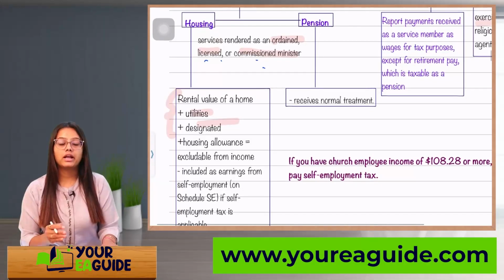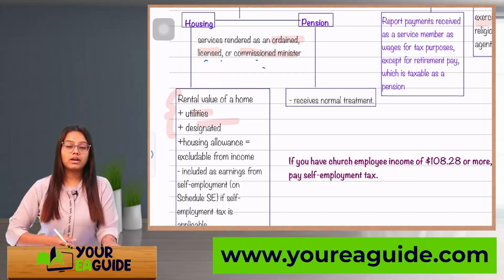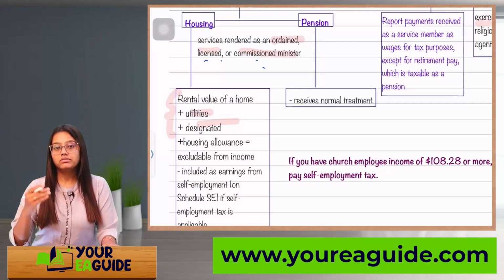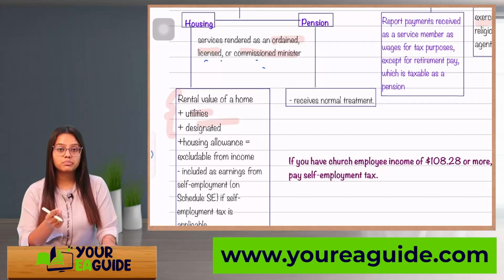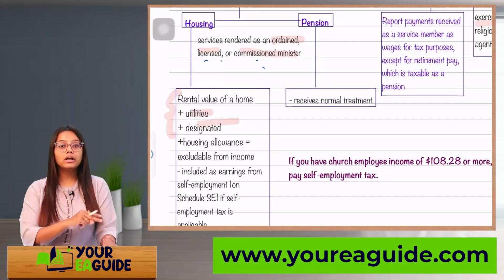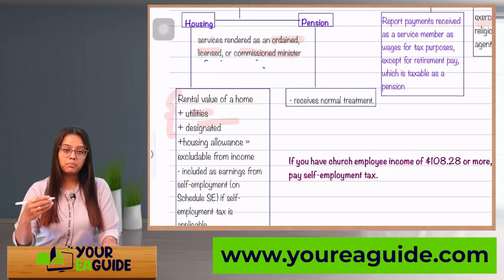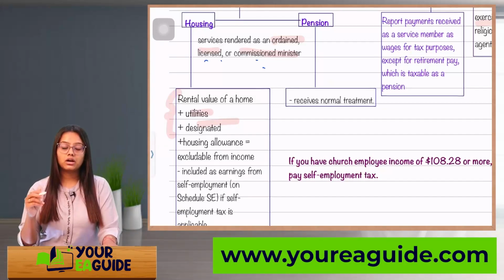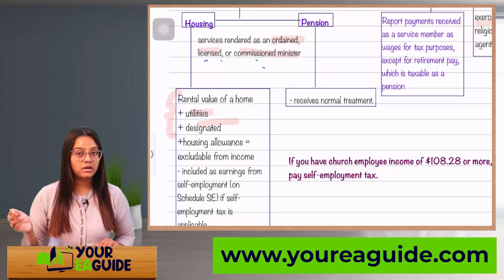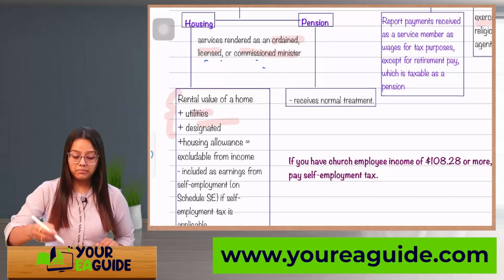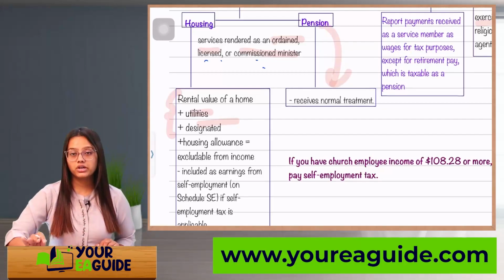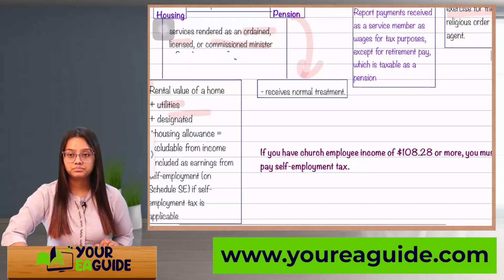If you fall under any of the categories, that is ordained or licensed or commissioned minister, then the rental value of the home which is paid by the church, the utilities which are paid by the church, any housing allowance you are receiving from the church, these three things, if utilized for that purpose, will be considered as self-employment income, not W2 wages. And pensions will receive a normal treatment. When you receive it, it is taxable.